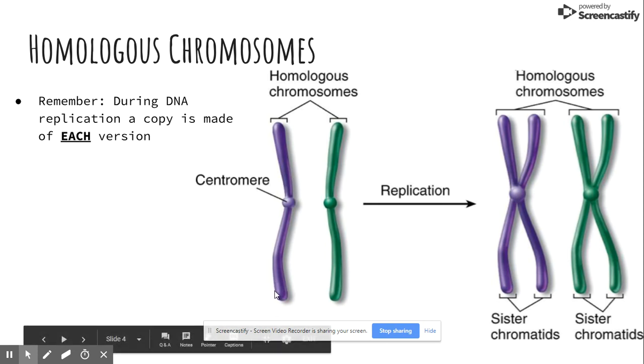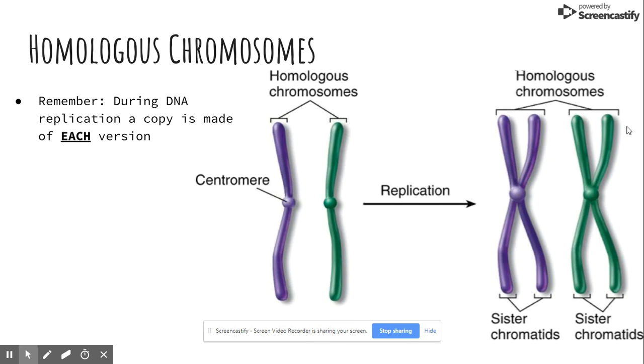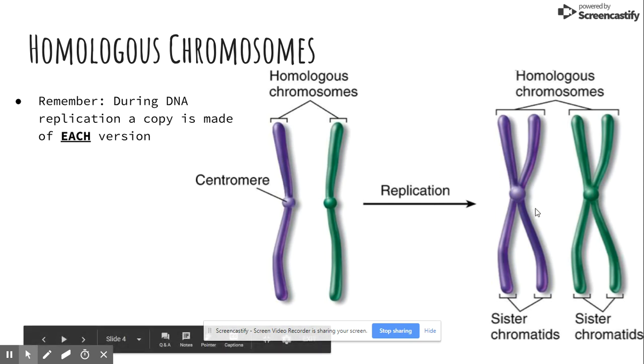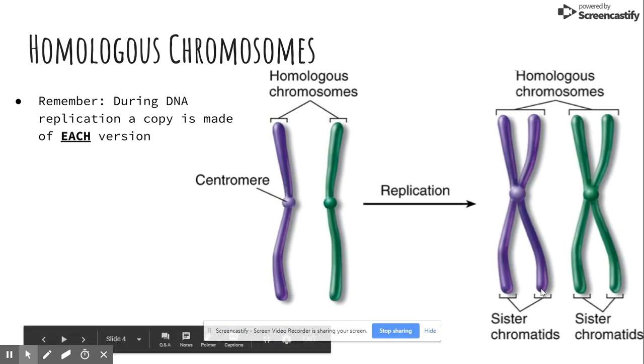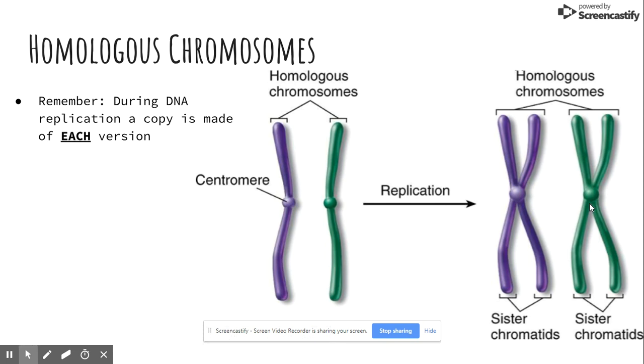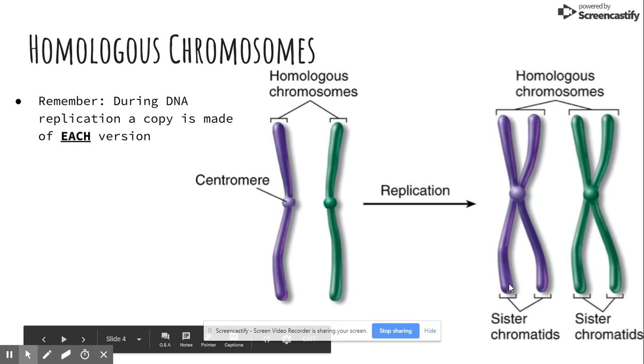We have a version of chromosome 1 that came from our mom and a version of chromosome 1 that came from our dad. When we go through DNA replication, we're making a copy of each of these versions. So at the end of replication, we get something that looks like this. We have the version from our mom, copy 1 and 2, and the version from our dad, copy 1 and 2. They're connected at the centromere. They have telomeres. They are still considered chromatids at this point.